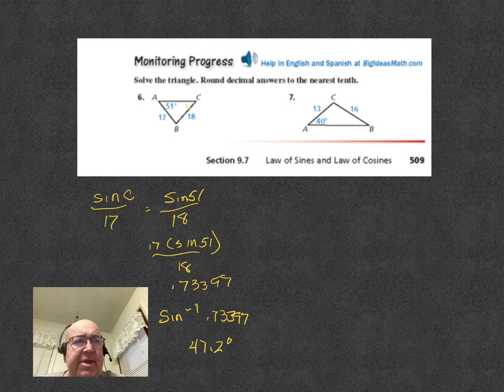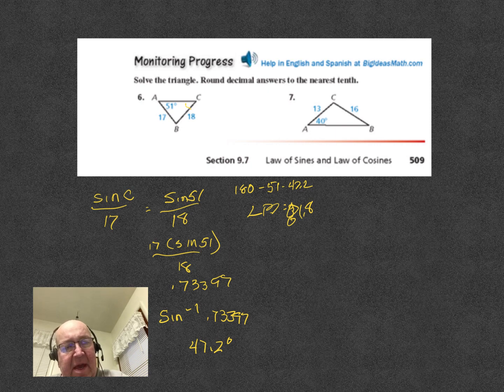Now we can use our triangle measure, knowing that 180 minus 51 minus 47.2 is going to be equal to angle B. So angle B is going to be equal to 81.8 degrees. Now we can use our law of sines for that.